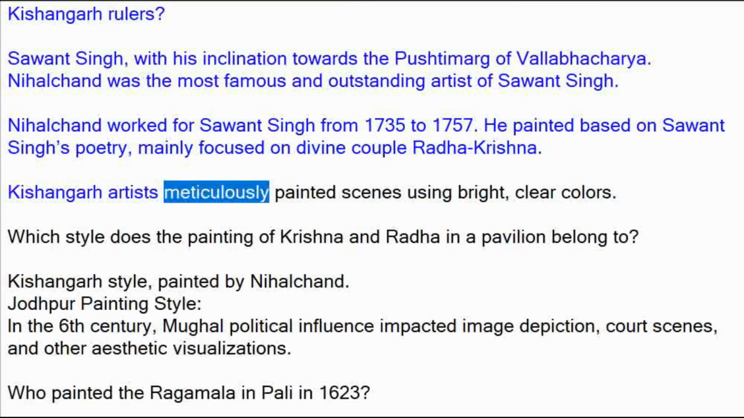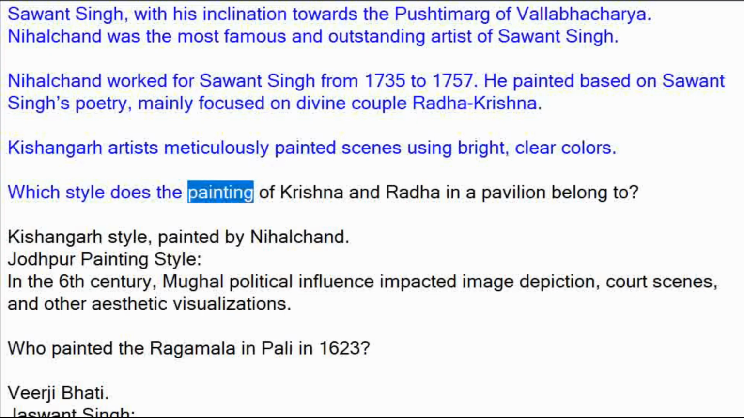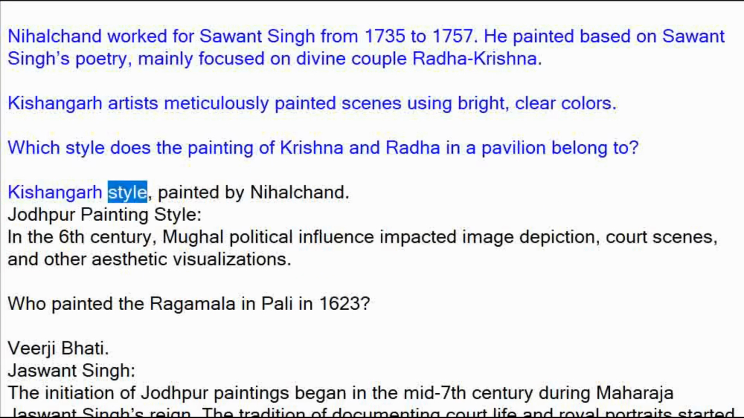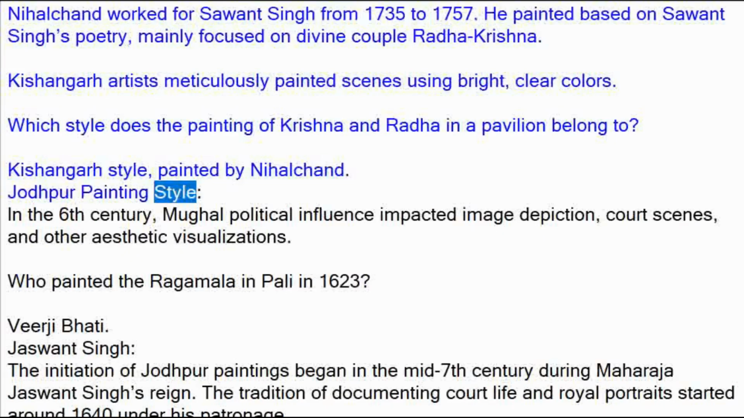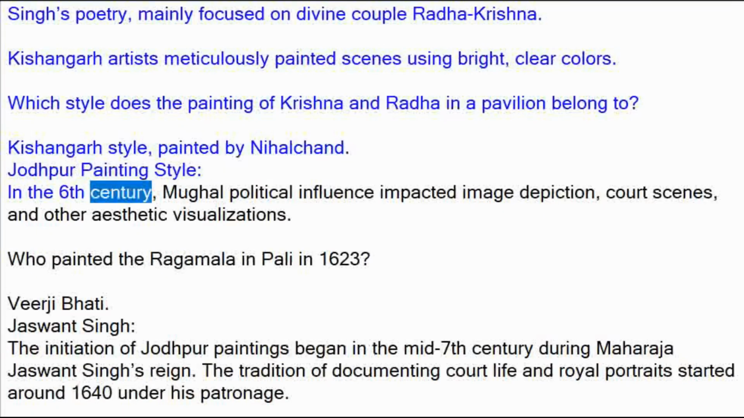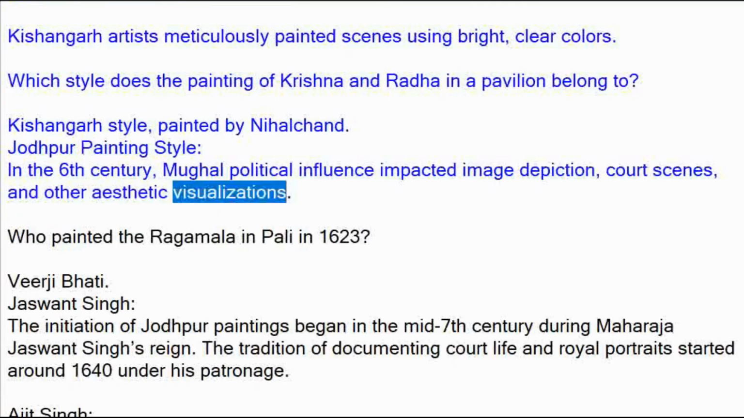Kishangarh artists meticulously painted scenes using bright, clear colors. Which style does the painting of Krishna and Radha in a pavilion belong to? Kishangarh style, painted by Nihalchand. Jodhpur painting style. In the 16th century, Mughal political influence impacted image depiction, court scenes, and other aesthetic visualizations.